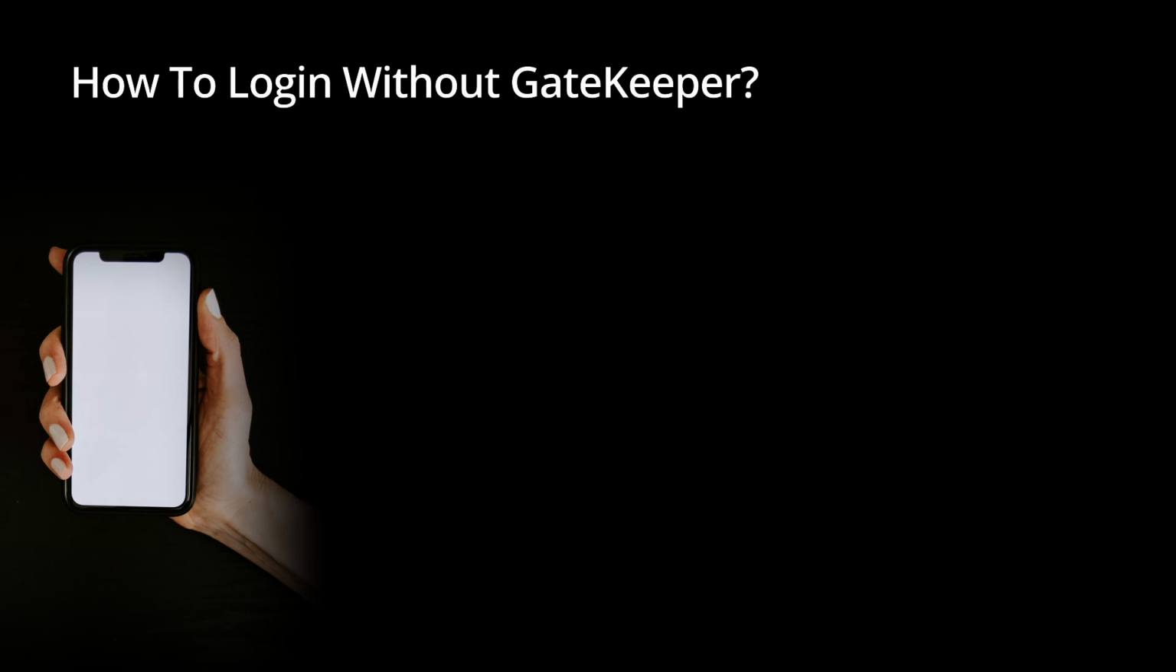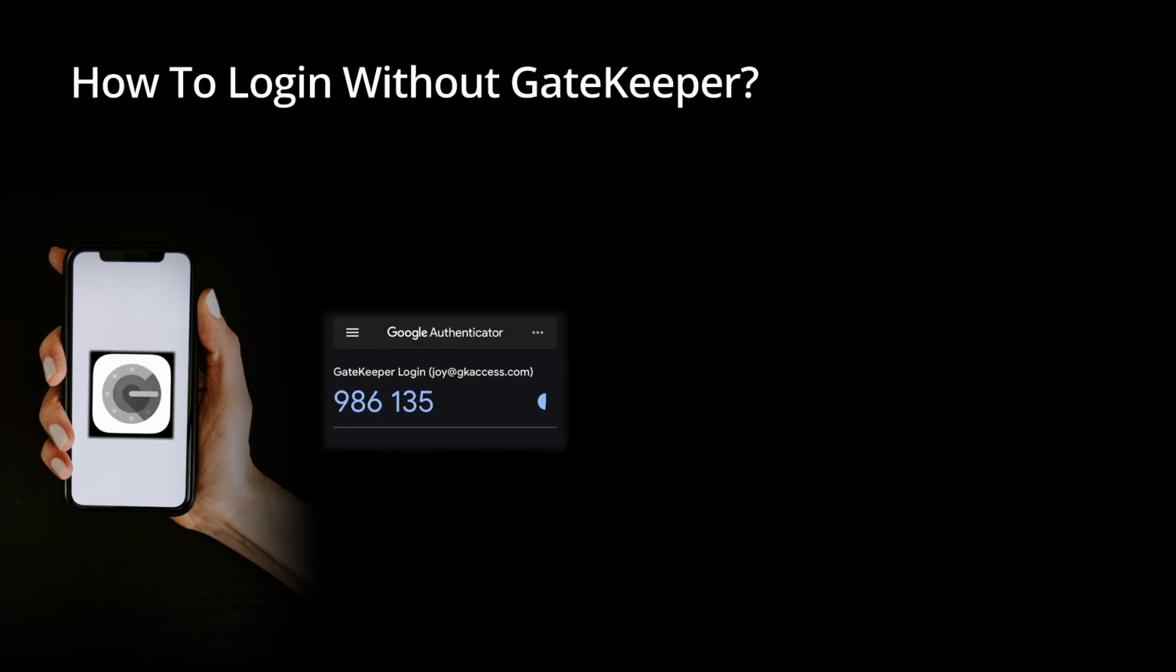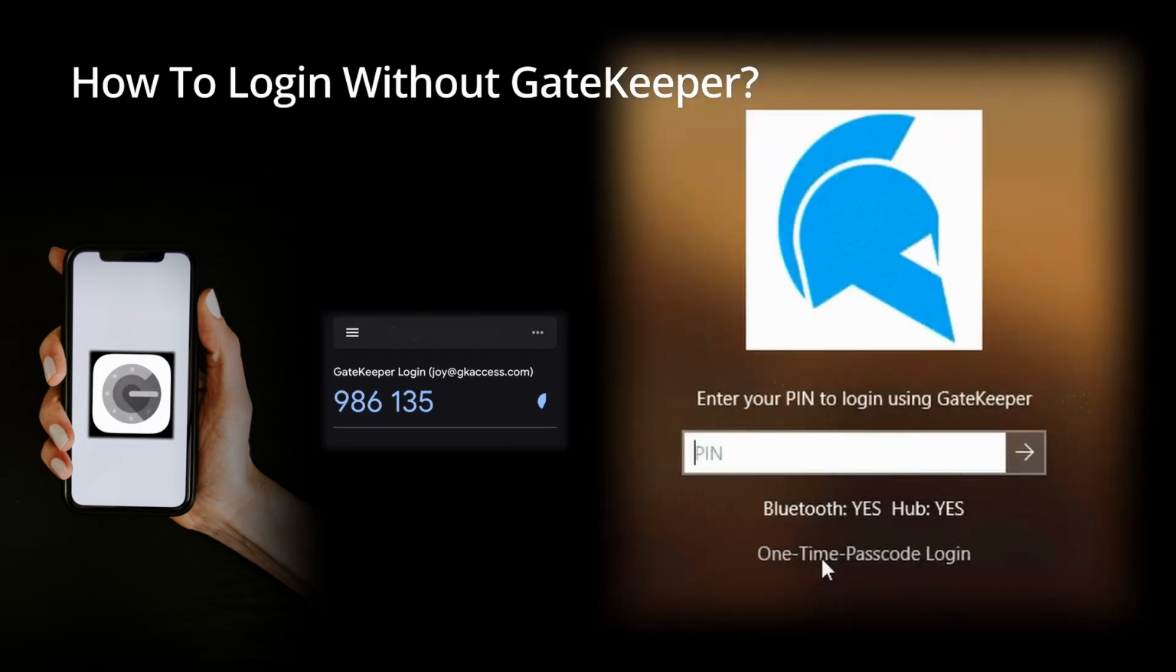So, moving forward, if you ever need to log into your computer and you don't have your Gatekeeper, just grab your phone, open your Google Authenticator, and use the provided passcode to log in by clicking this One-Time Passcode Login at the GateKeeper login screen.